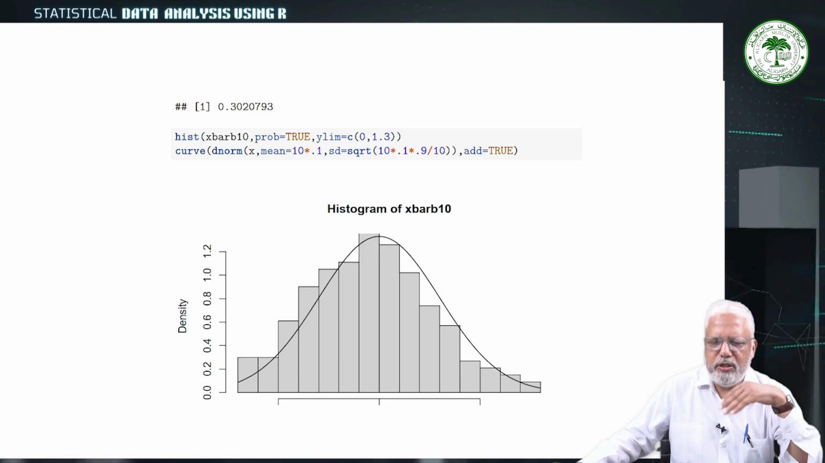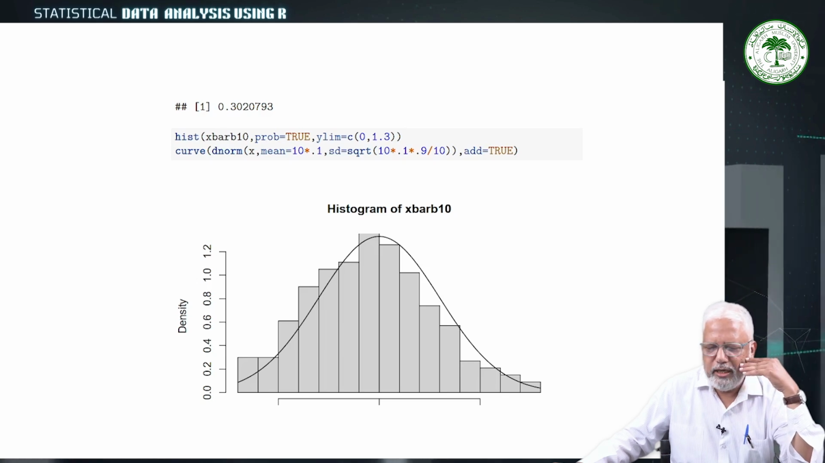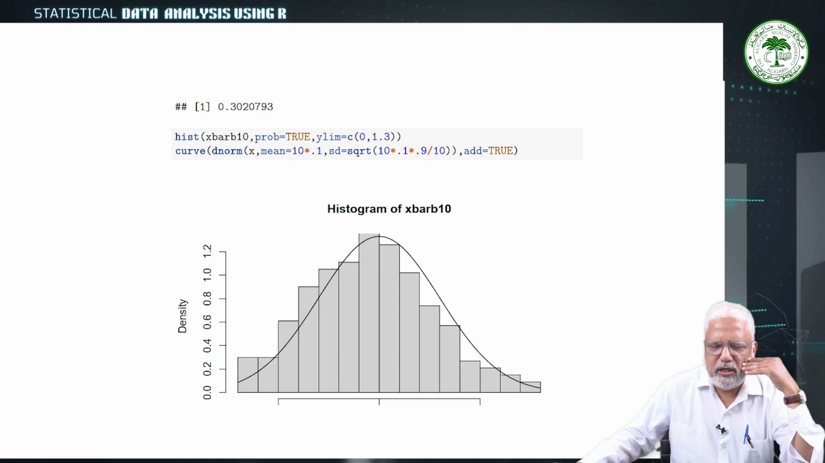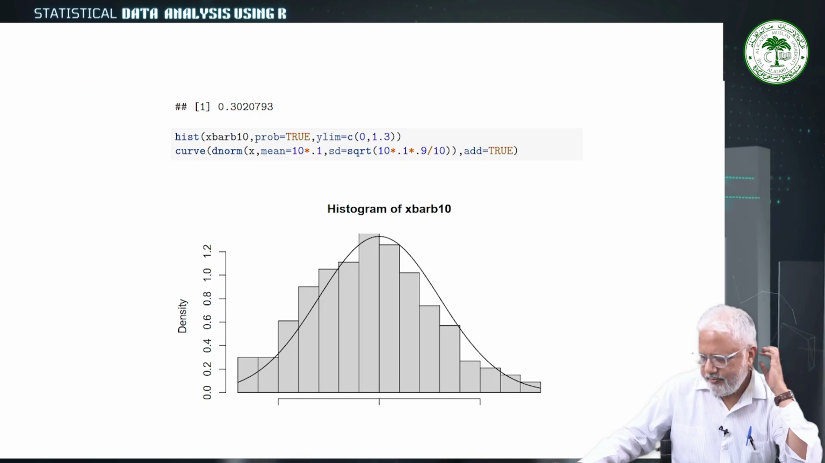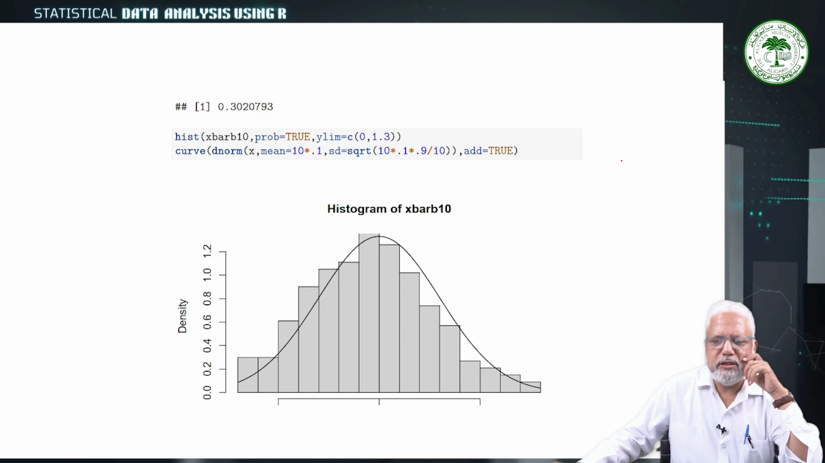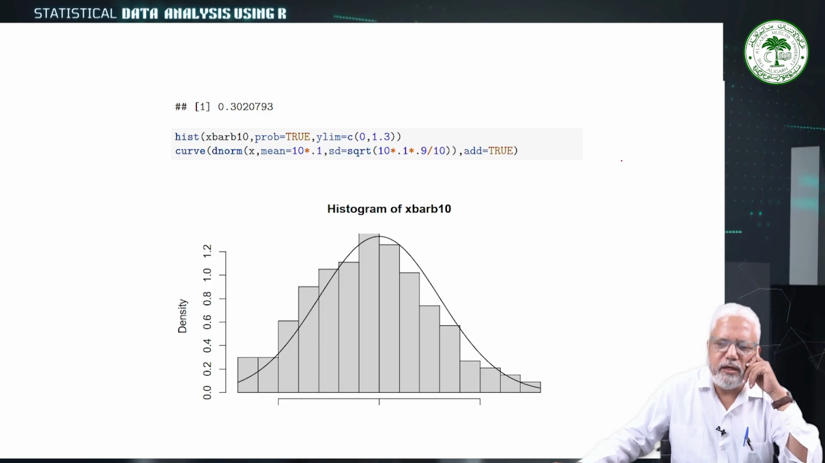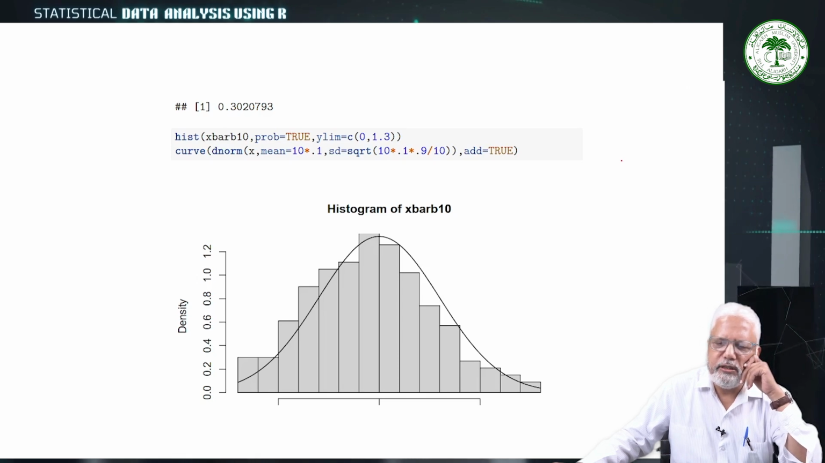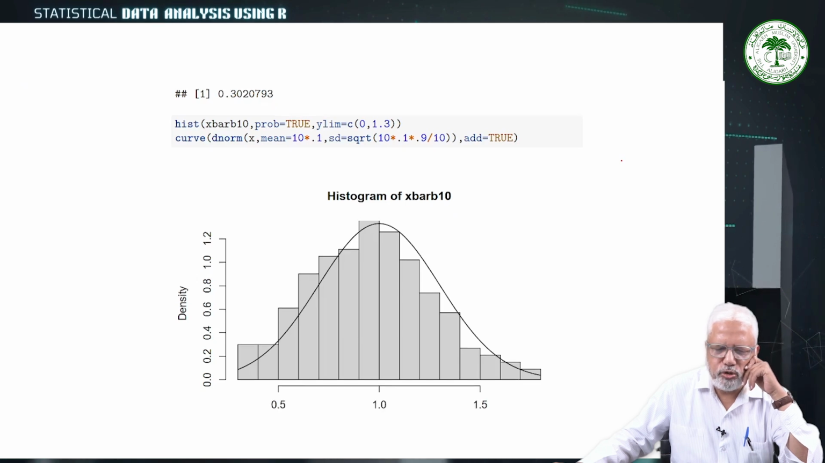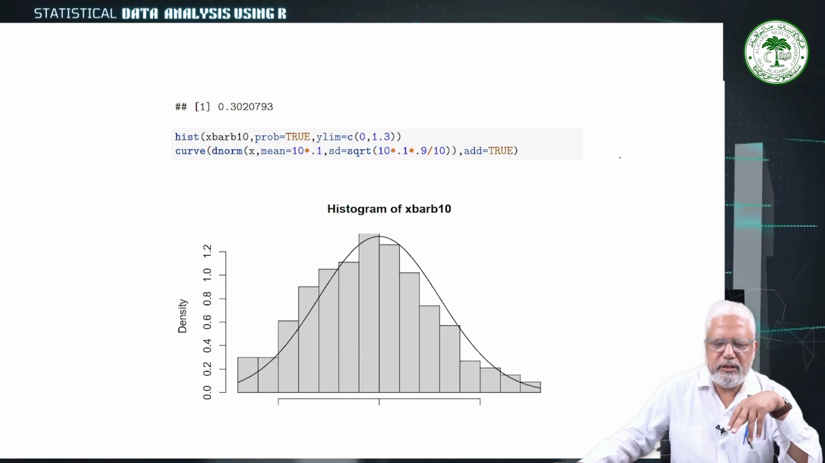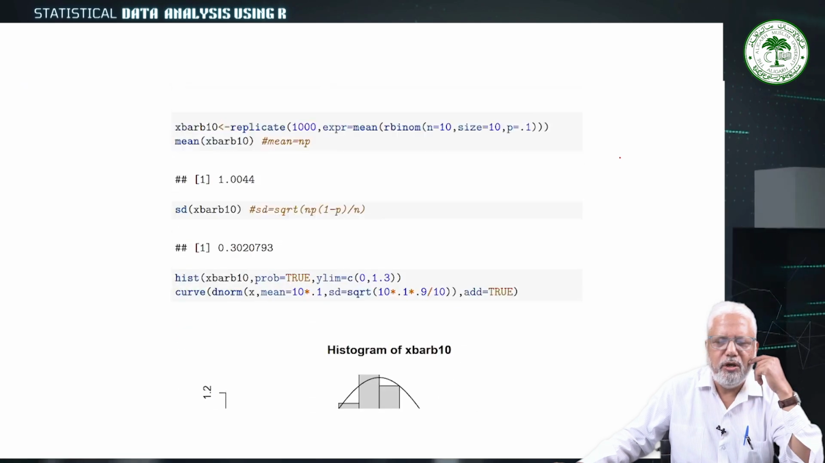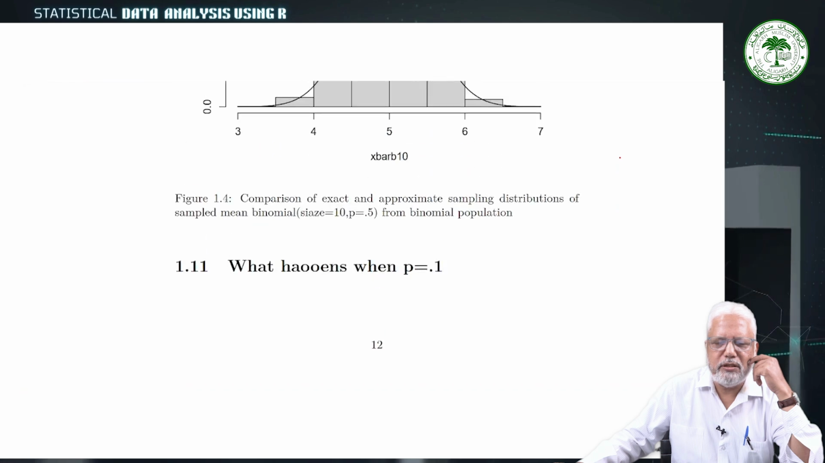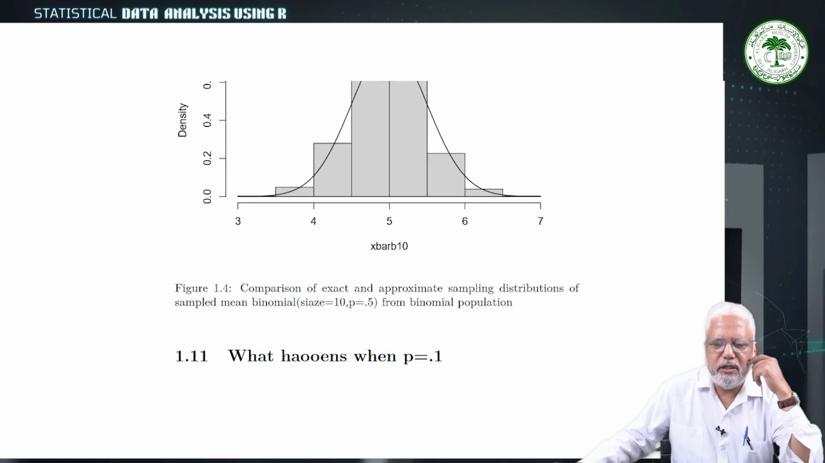It is skewed to the right, whereas this curve is not matching fully with the distribution. So here the approximation, the central limit theorem, does not work well in the case of p equal to 0.1. As you see here, it is not matching with the extremes, whereas in the earlier case it is matching.